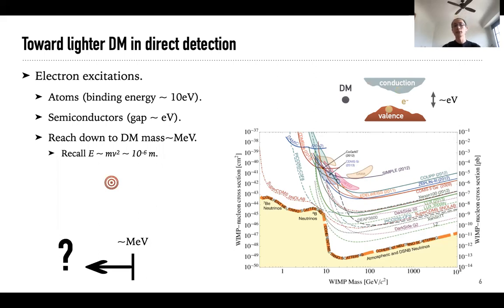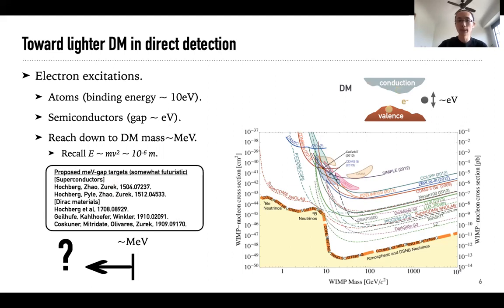But of course, we can keep asking the same question. What if we want to detect even lighter dark matter? Below about an MeV, the dark matter doesn't even carry enough energy to trigger this transition event. So we cannot use typical semiconductors with a band gap of order electron volts. But of course, we can immediately ask, can we look for even smaller gap materials? And indeed, people have looked into those, including superconductors and Dirac materials. These are very small gap materials with a band gap of order milli-electron volts. But these are somewhat futuristic in terms of experimental prospects.